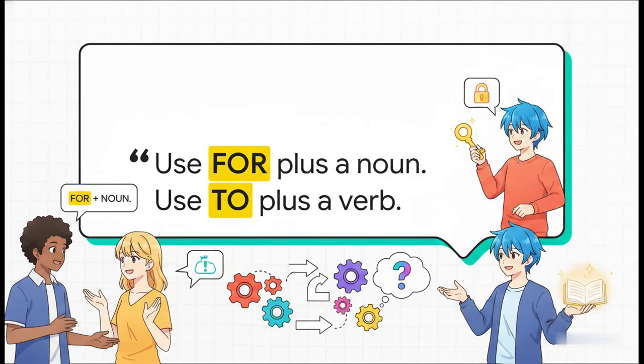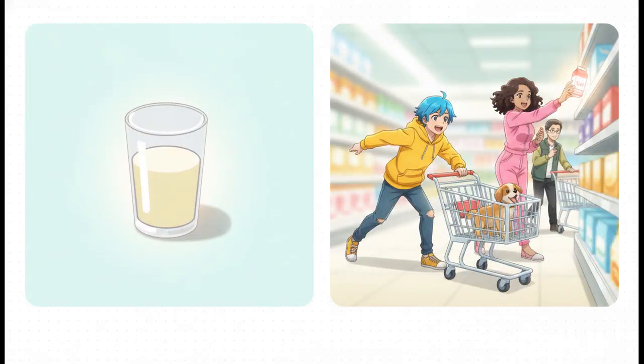Use for plus a noun. Use to plus a verb. It is beautifully simple, but man, it is so incredibly easy to mix up in the heat of a fast-paced conversation. Let's compare these side by side so you can see it in action. On one side we have, I went to the store for milk. Milk is a noun, right? It's a thing. On the other side, I went to the store to buy milk. Buy is an action, a verb.